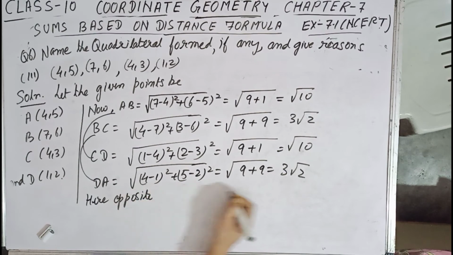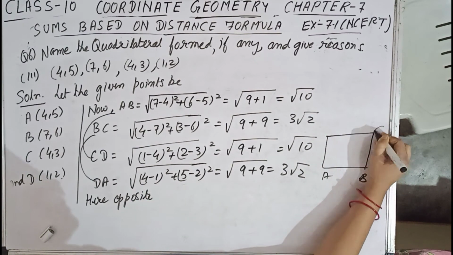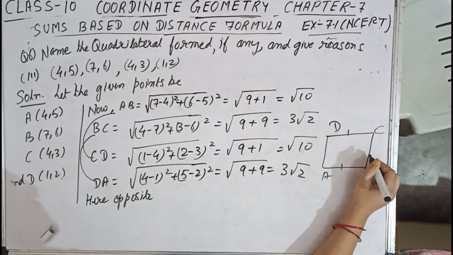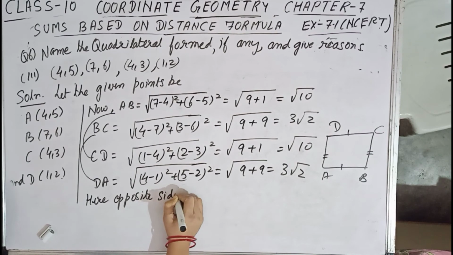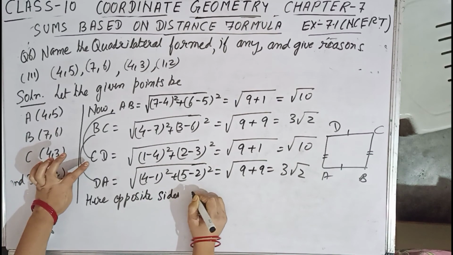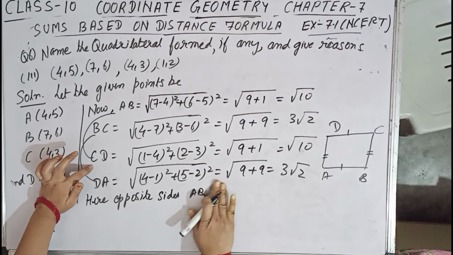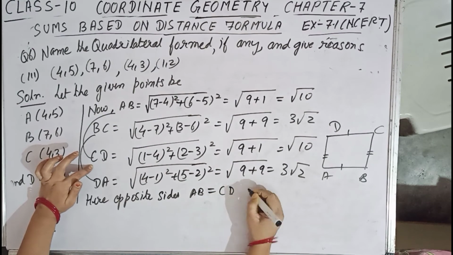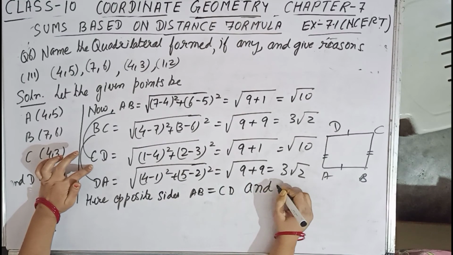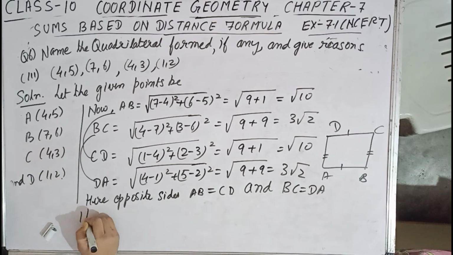Opposite sides: if we form the quadrilateral ABCD, then this side equals this side, and this side equals this side. Here the opposite sides: AB equals CD, and BC equals DA. Now let us find the diagonals also.